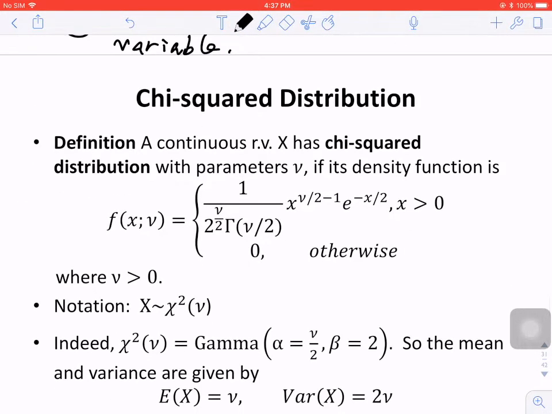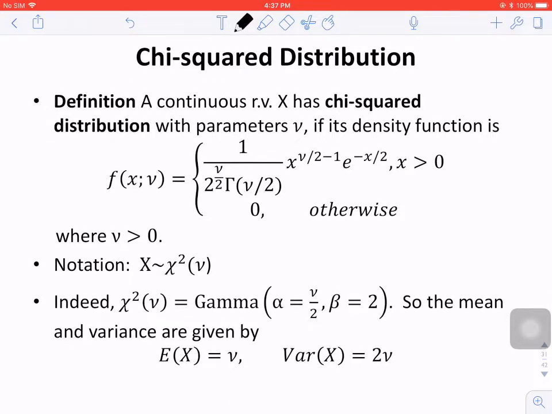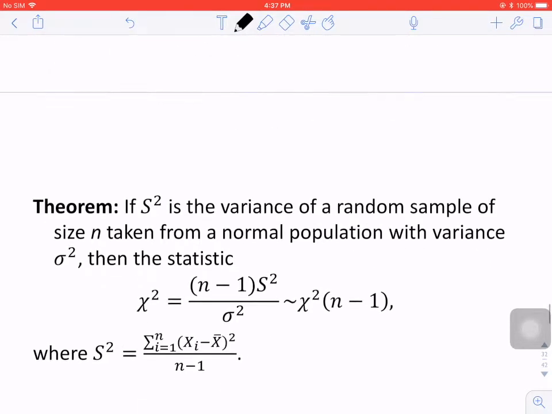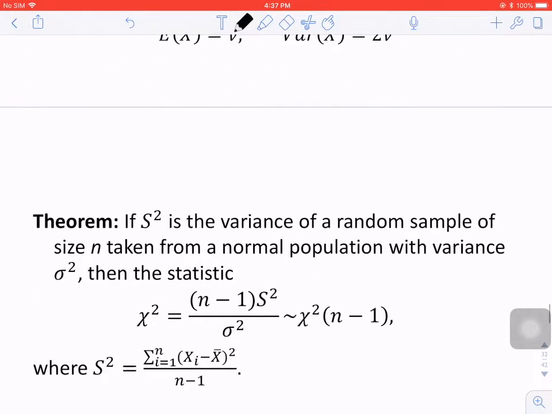Before that, I'm going to introduce another distribution called the chi-square distribution. This distribution is a continuous distribution. A continuous random variable x has a chi-squared distribution with parameter v if its density function is equal to this. This is the gamma function, so it's a bunch of steps. I'm not going to introduce the details of this PDF. Instead, I'm going to introduce another way to define this chi-square distribution.